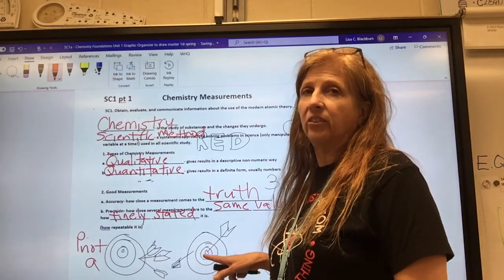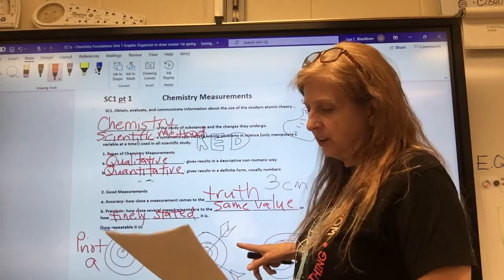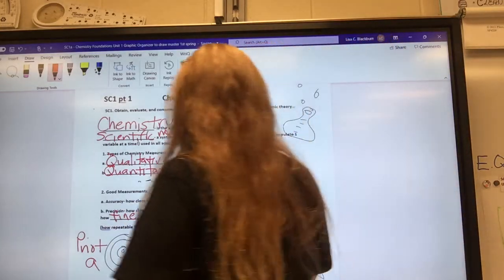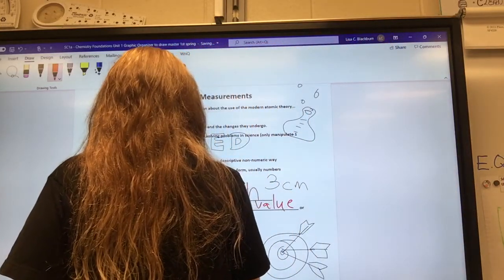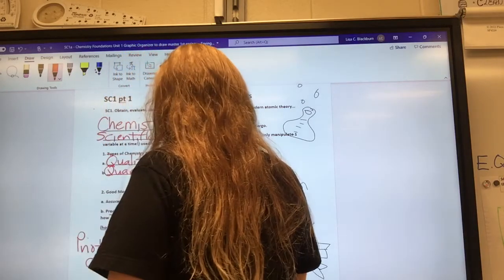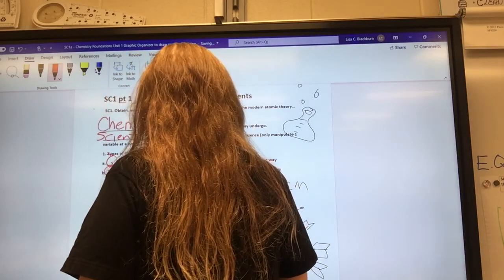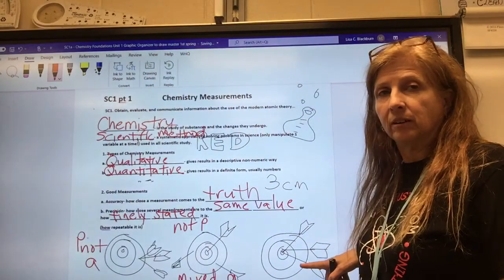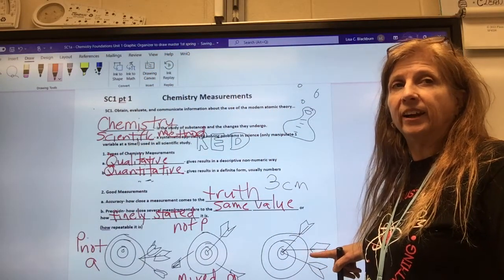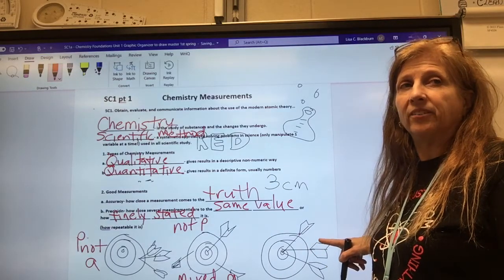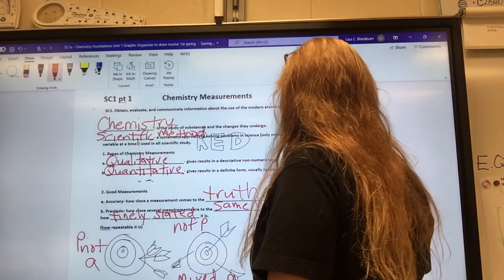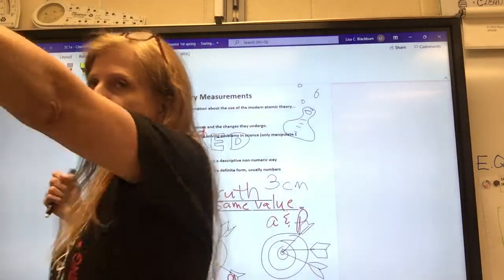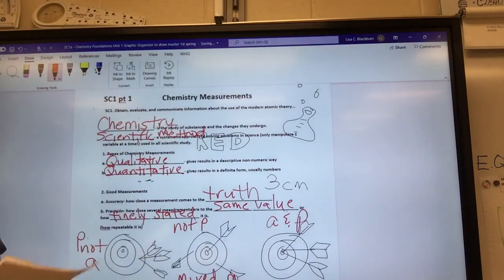Okay, this one, one of them hit the bullseye, but they're not together at all. Is it precise? No, it's not precise. And the accuracy is mixed. So it's not precise, mixed accuracy. Okay, how about the last one? Is it accurate? Is it precise? Yes, it's accurate and precise, and that's what we want. That's what we're shooting for, to be accurate and precise.